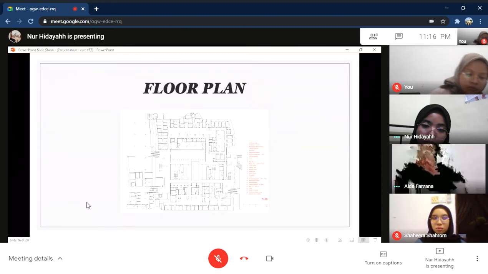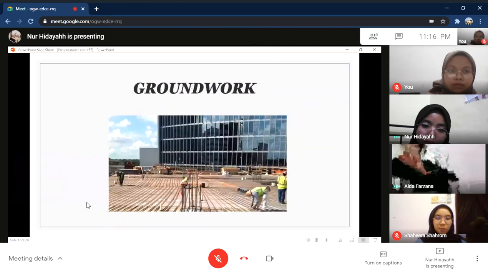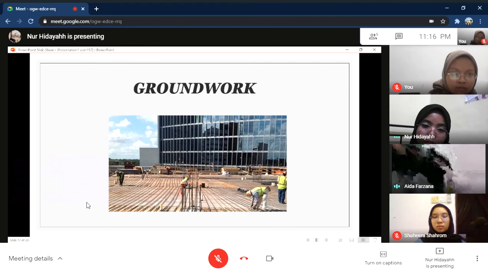Next is groundwork. This is the lowest part of the building, or ground, called groundwork. It is really important to have a good base to build a strong hospital building that can withstand earthquakes or natural disasters.